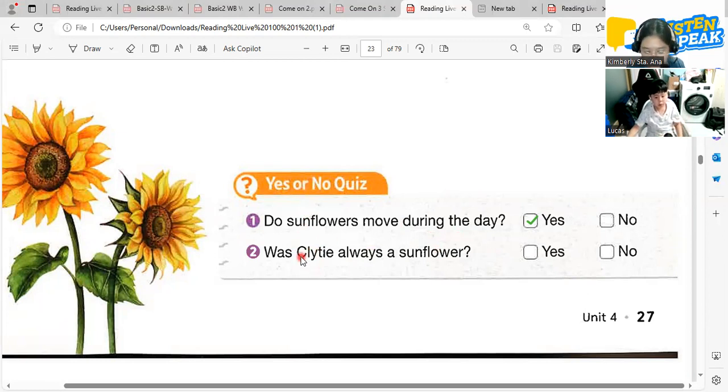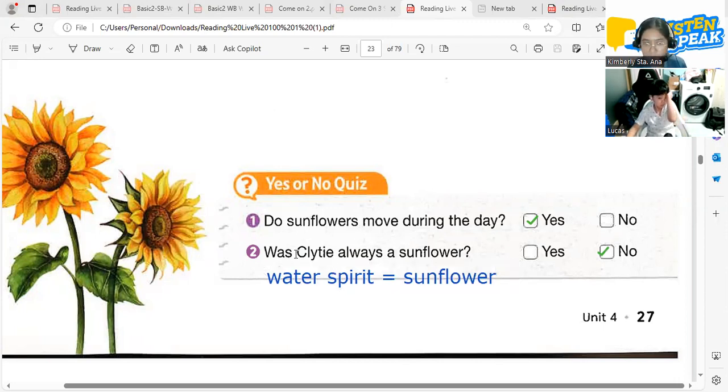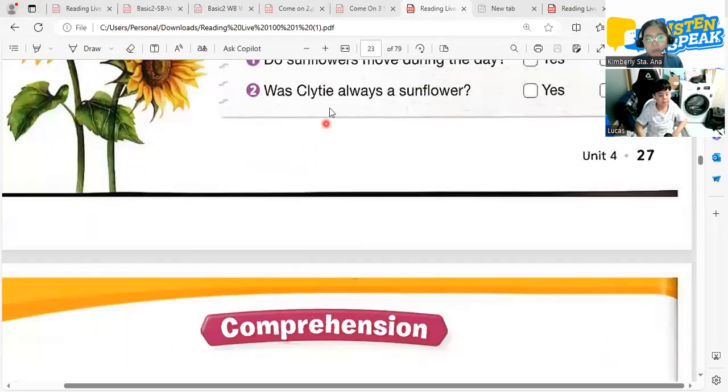Was Clytie always a sunflower? Is it a yes or a no? Oh, it's a no. Clytie was a water spirit first. She was a water spirit, and then she became a sunflower. Okay, so it's not always. She was a water spirit first. Okay? So you did a great job, Lucas.